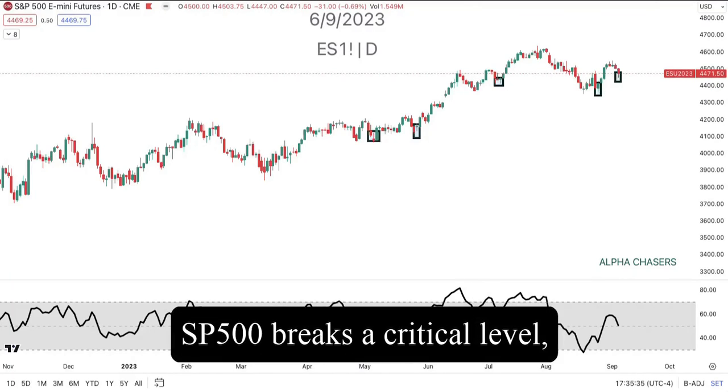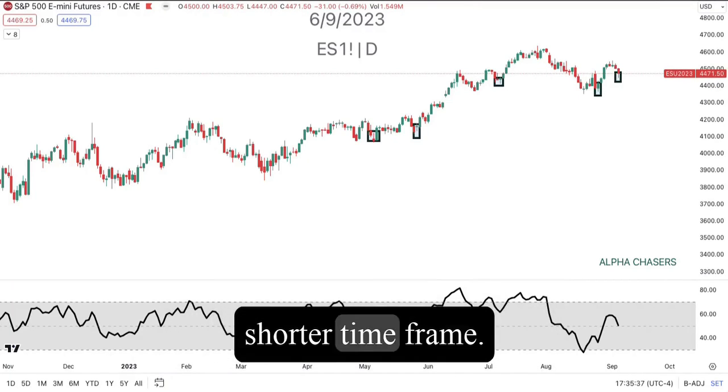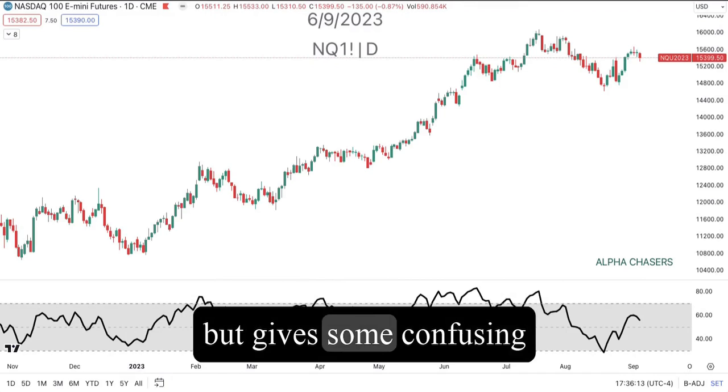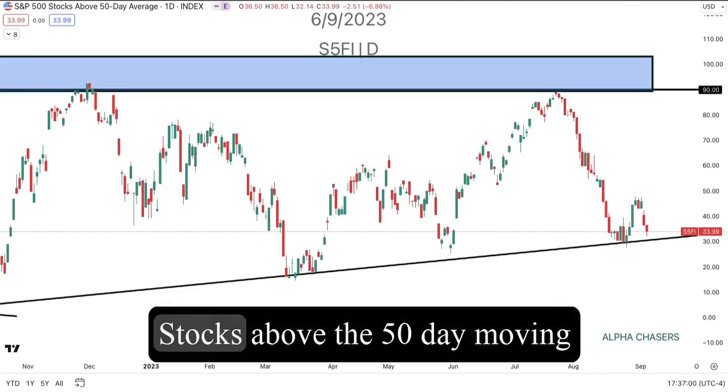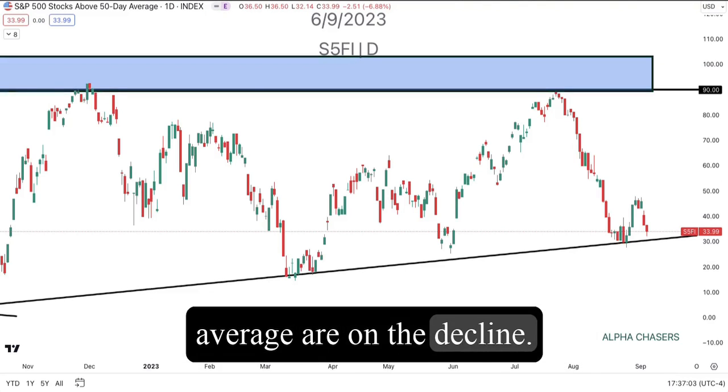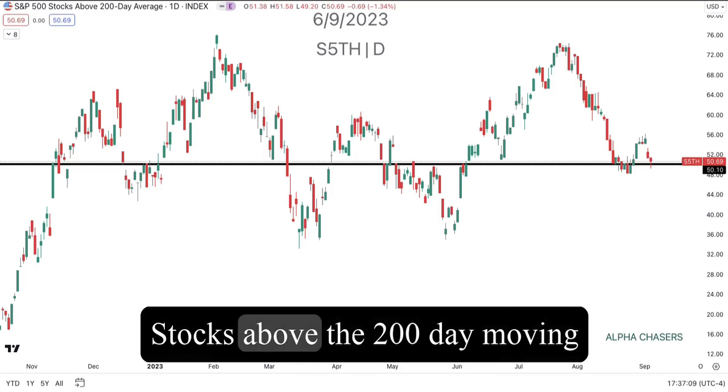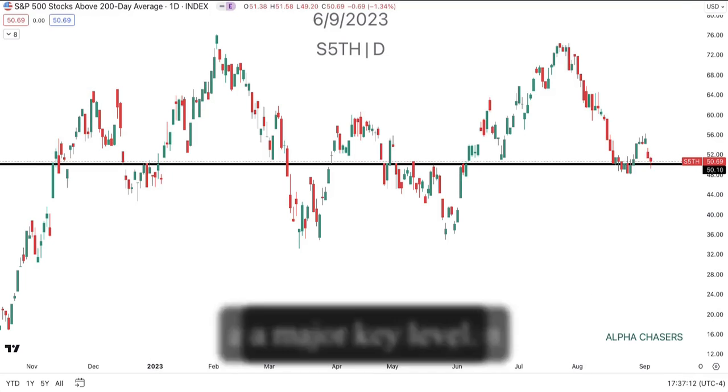S&P breaks a critical level, but also reverses on a shorter time frame. Nasdaq fares much better, but gives some confusing readings. We're going to address them. Stocks above the 50-day moving average are on the decline. We'll tell you what to watch for. S&P stocks above the 200-day moving average are sitting on a major key level.